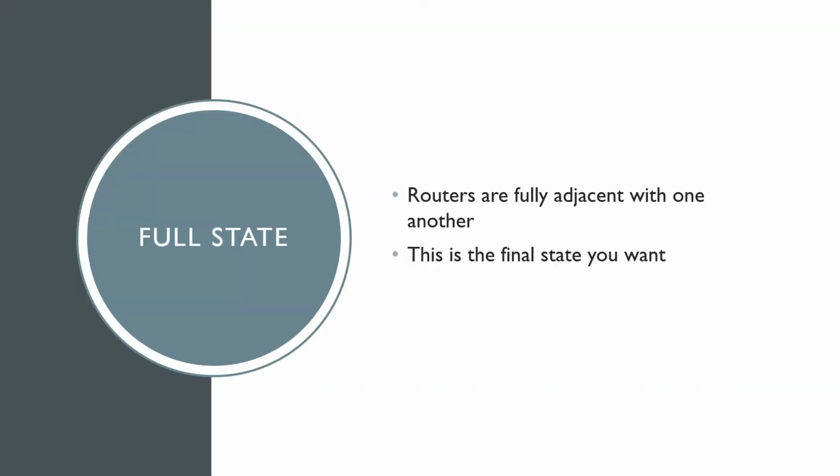And finally, once we have sent all of our LSAs to our peers and everything's been acknowledged, the routers will move into the full state, and in the full state, routers are fully adjacent with one another. So this is the final state that you want your routers to be in. It means everything's working, everything's good, the adjacencies are up, you haven't run into any issues with them during the adjacency process. So this is ideally the state that all neighbors should be in. So that was just a high-level overview of what the OSPF state process looks like.